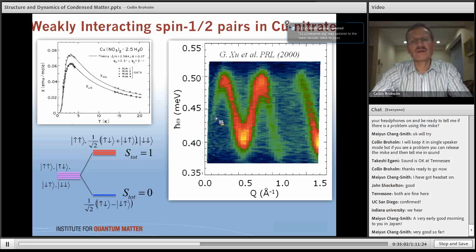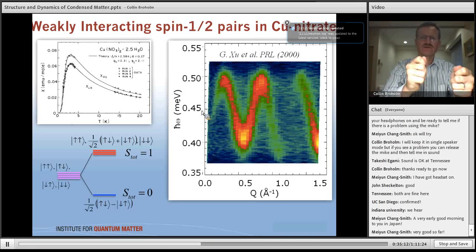And you can see that most of the intensity sits at an energy transfer of 0.45 millielectron volt. So that's the measure of the strength of the interaction between two copper atoms that form a single pair. If you will, the splitting between the singlet and the triplet level is 0.54 millielectron volt in the system. But there's some dispersion, as you see. The full bandwidth is approximately 0.1 millielectron volt.